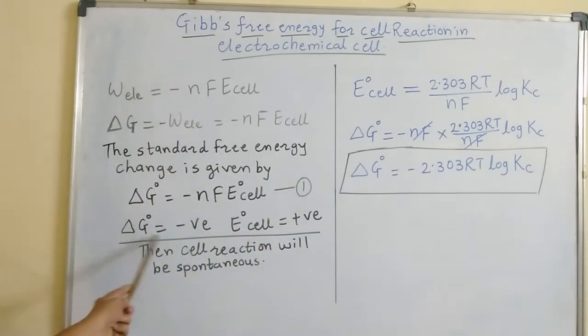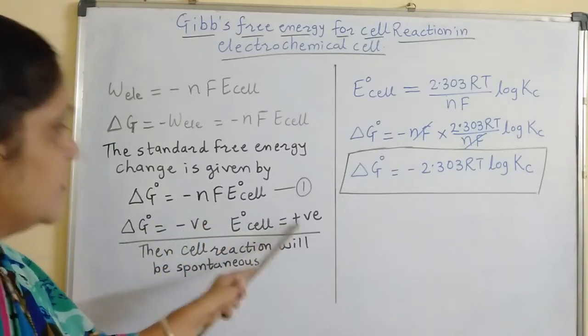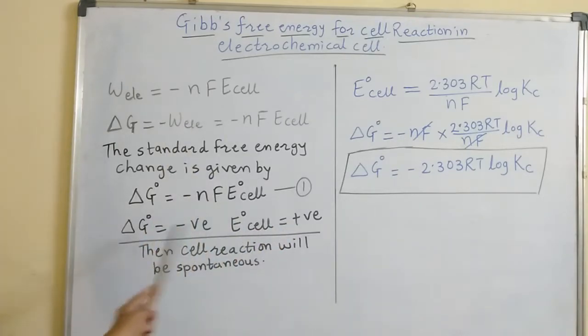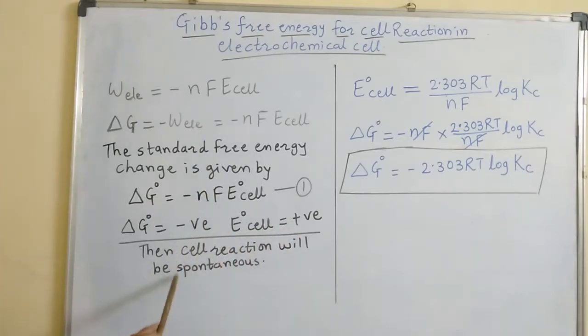Now if the delta G value is negative and the E naught cell value is positive, then you can say the cell reaction will be spontaneous. Under these conditions, the cell reaction will be spontaneous. So the delta G naught value should be negative and the E naught cell value should be positive, then the cell reaction will be spontaneous.